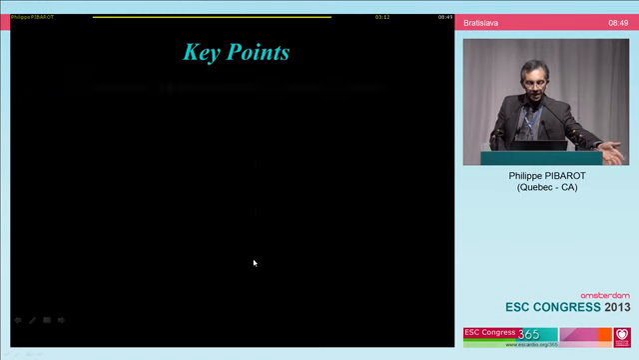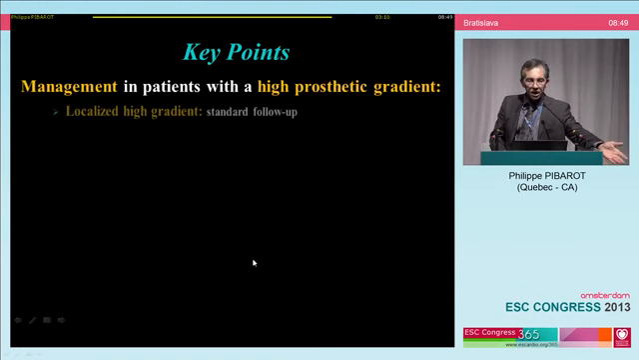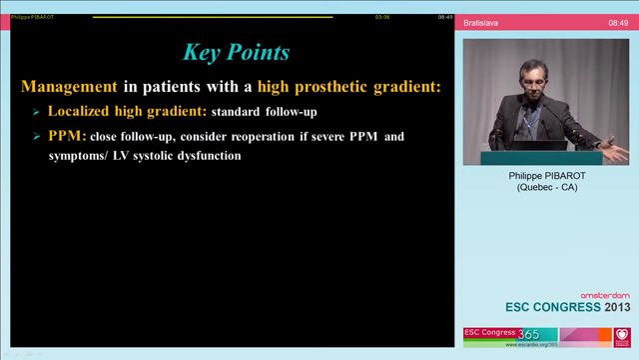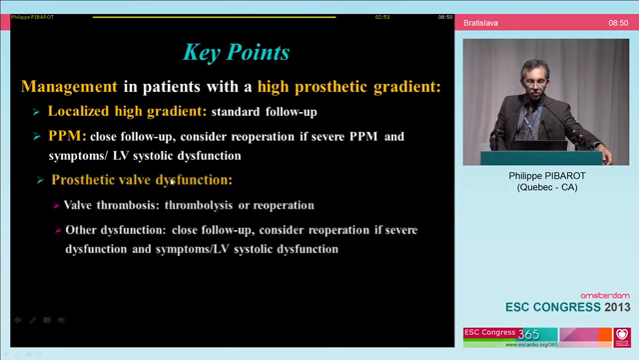And in terms of management of this patient with high gradient, if it's localized high gradient, this is an artifact, so standard follow-up. If it's PPM, well, I think we need close follow-up and consider eventually reoperation if you have severe PPM and symptoms and/or LV dysfunction, and you believe that symptoms are related to the severe PPM. So similar approach to native aortic stenosis.